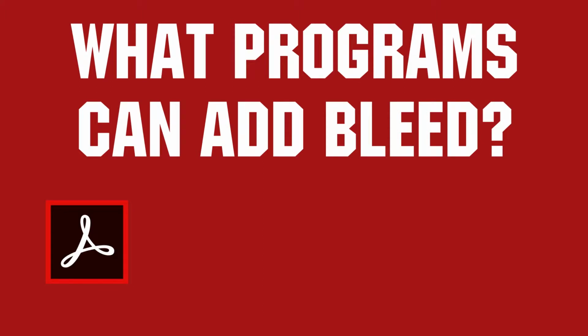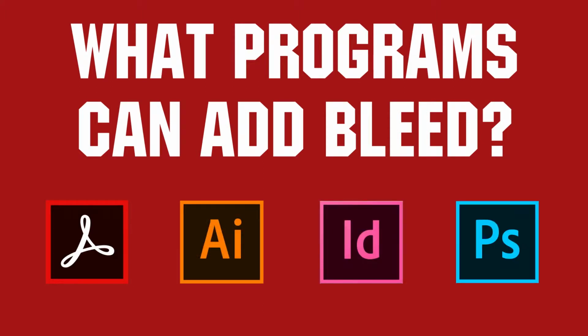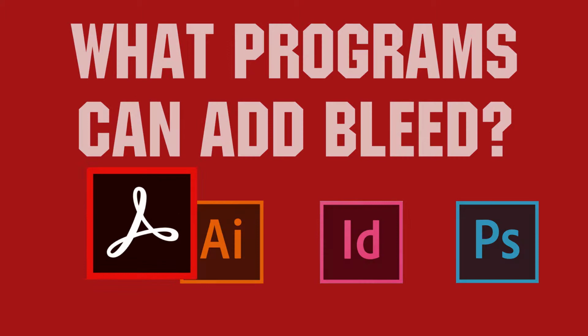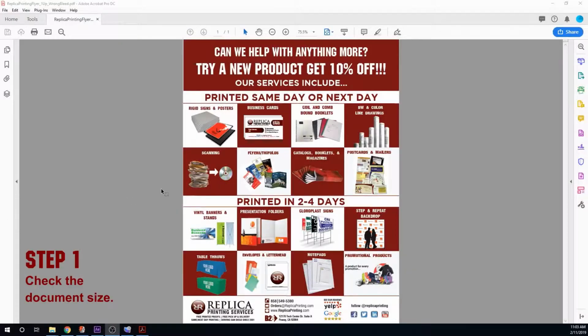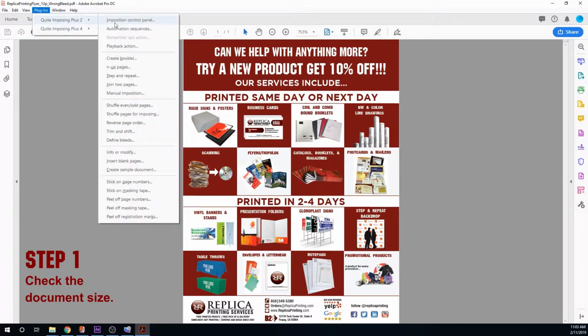What programs can add bleed? Well, there's Acrobat, Illustrator, InDesign, and Photoshop. Let's start with Acrobat. Here's the Acrobat bleed tutorial. Step 1. Check your document size. Make sure it's the right size that you want.